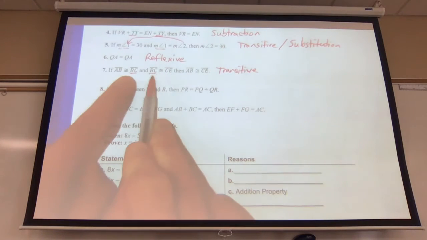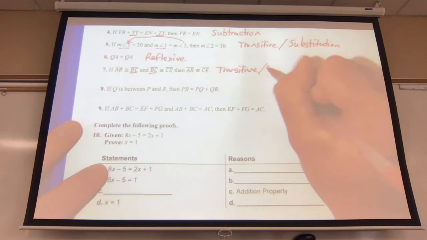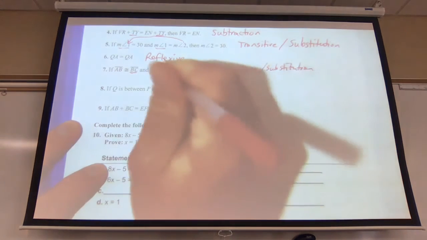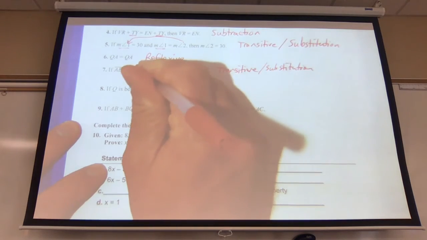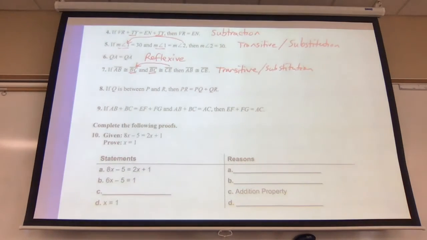We have two things equal to the same thing, so they're equal to each other. And you could also go substitution on this one. If you took the CE and put it in for BC, that would be substitution.